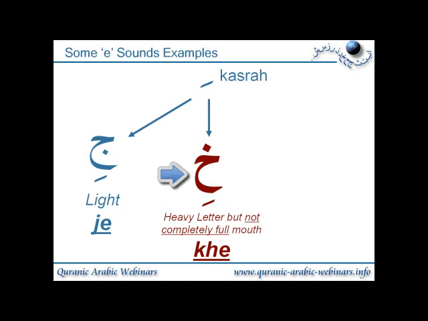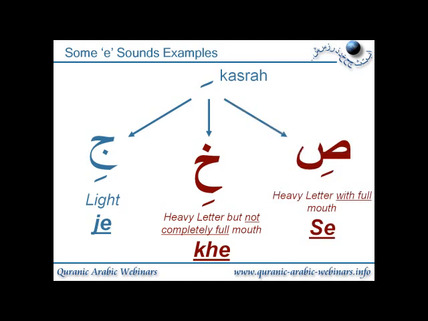This is the letter Kha with the Kasrah, and we've got a note here: heavy letter but not completely full mouth. So the pronunciation of this is Khi. It's not a complete smile, and at the same time it's not a full mouth, i.e. not a complete round mouth. If we compare that to the letter Sad with the Kasrah, this one will have a proper full mouth.